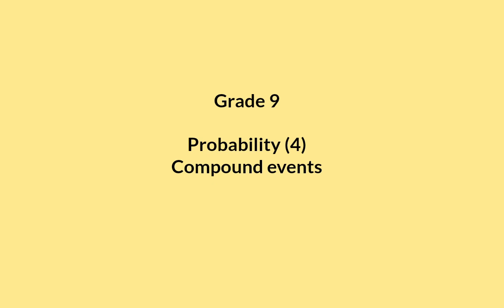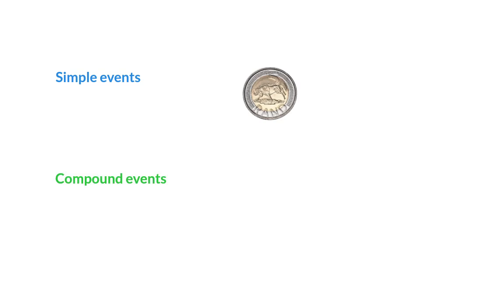In this video, we're going to have a look at the probability of compound events. Up to now, we had a look at simple events. For example, flipping a coin. A compound event consists of two or more of these simple events.